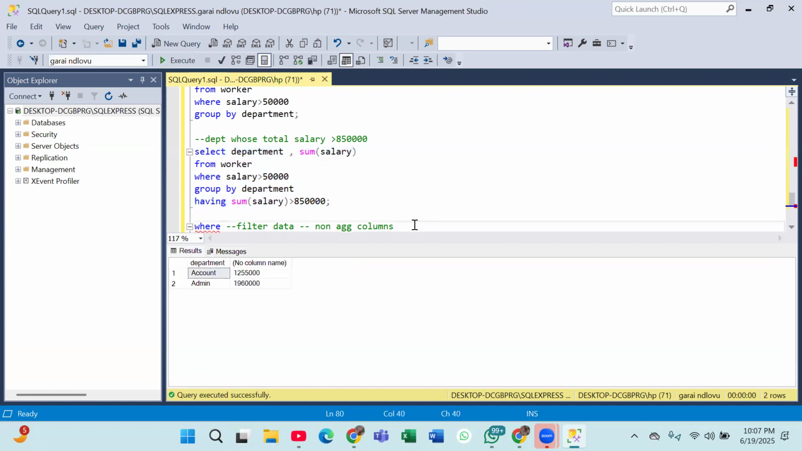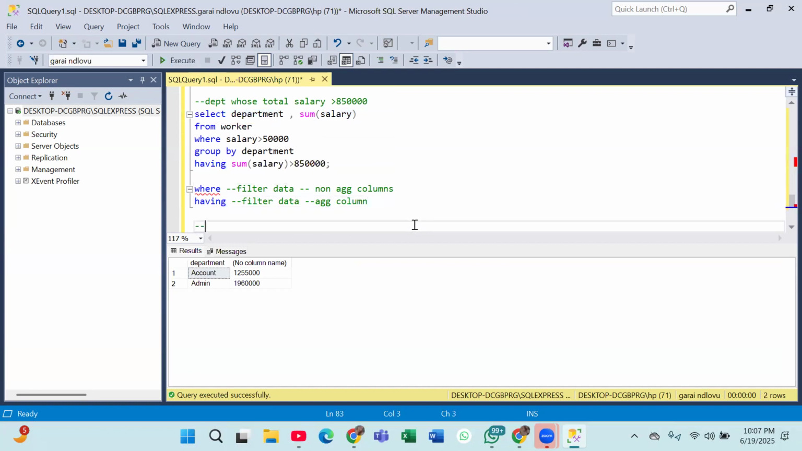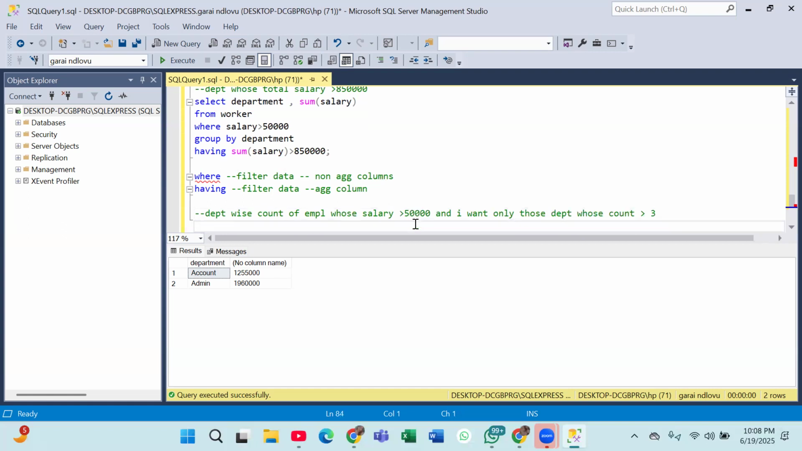Okay. So the same question that I want to give you is, you need to find out the department-wise count of employees whose salary is greater than 50K, and I want only those departments whose count is greater than 3. Is my question clear with everyone?